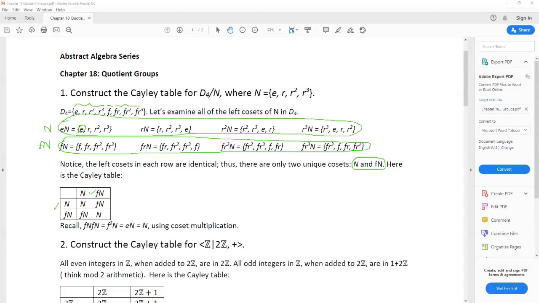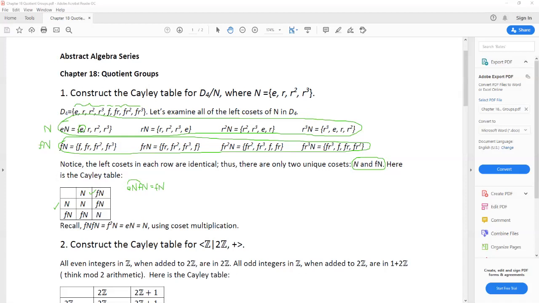And n operating on n, I'll just say times. N times n would give you n. N times Fn is going to give you Fn, because remember, n is really En. And if you multiply En times Fn, then according to coset multiplication, I can simply multiply the identity times F, which is F. And this just gives me Fn.